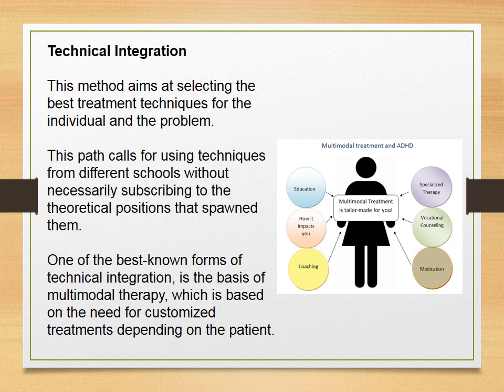So on the right here we have a patient with ADHD, attention deficit and hyperactivity disorder. So we have to look at 6 different aspects. Their educational interventions, how it impacts maybe the parent, how the parent can go through parent coaching or learning or teaching so that they become more aware of the needs of their child, specialized therapy, vocational counseling, and the medication that often comes with ADHD.